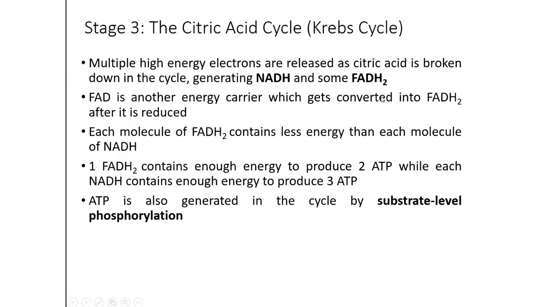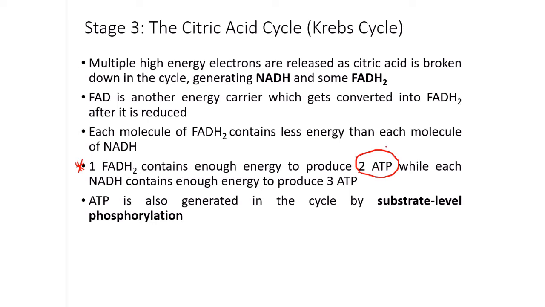So here is a summary of what I just described to you. I'm not going to read it to you again, but please do go over it yourself. I do want to mention this point though. I told you FADH2 carries less energy compared to NADH. So to be specific, each FADH2 will only have enough energy to produce 2 ATP molecules.